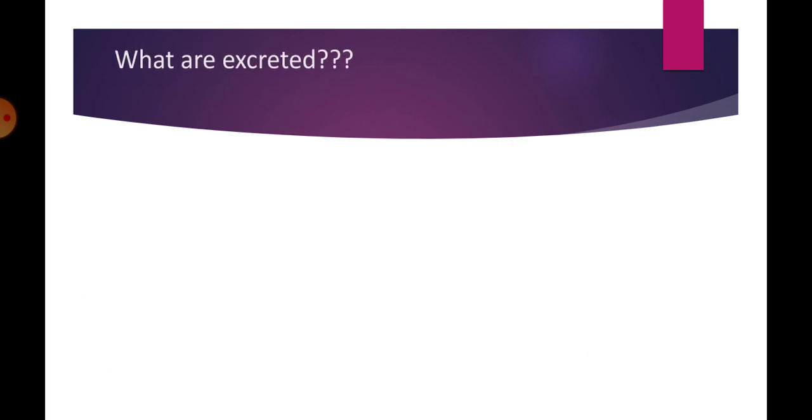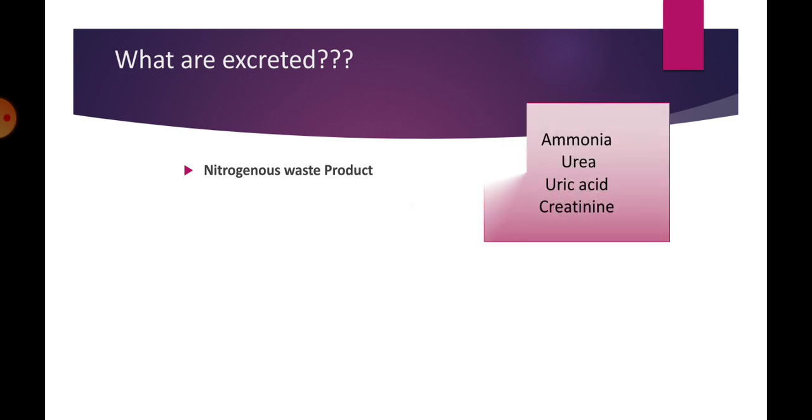So what is excreted? The most important waste product is the nitrogenous waste product. Nitrogenous waste products are produced from the metabolism of proteins we eat. We all know that proteins are the only source of nitrogen, and when proteins are broken down for energy or production of any other substances for our body, some waste products are produced that are nitrogenous waste products. These include ammonia, urea, uric acid and creatinine.